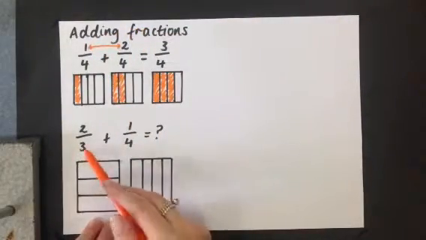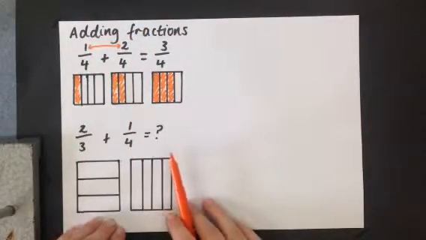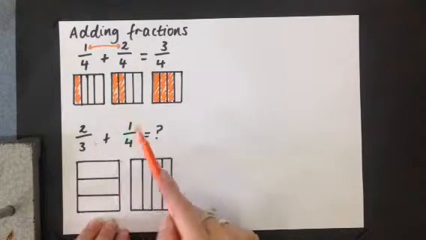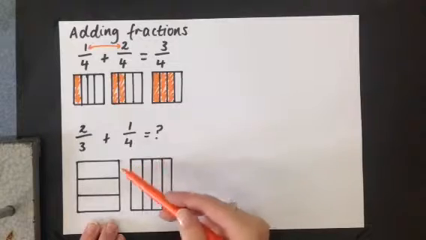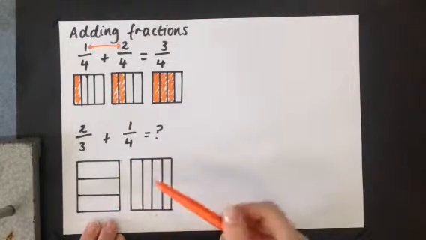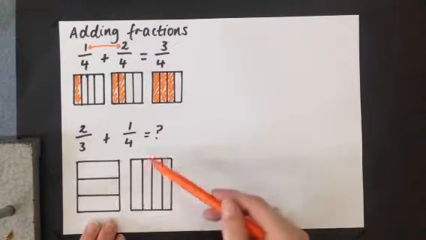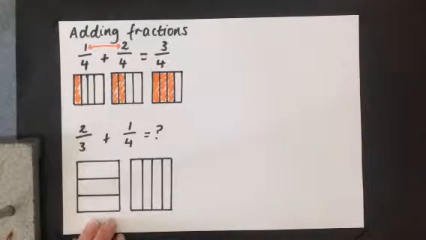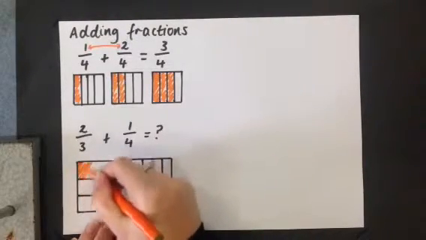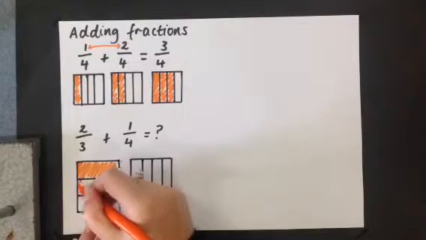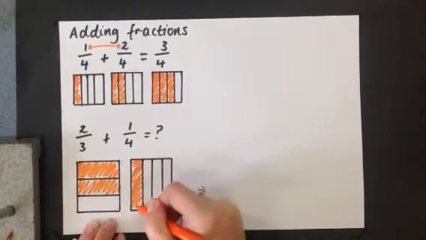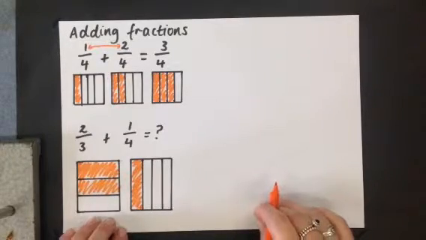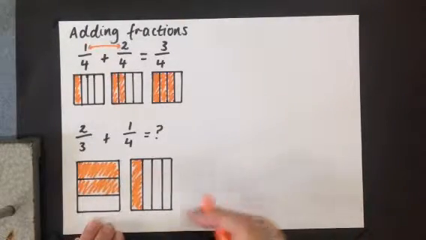But what do we do when we have a different number on the bottom for our fractions? So say for example 2/3 plus 1/4. Well, I've got two diagrams here. Both boxes are the same size. One's divided into thirds and one's divided into quarters. So if I shade in my 2/3 and I shade in my 1/4, but I still need to get them into the same amount of squares in each box.